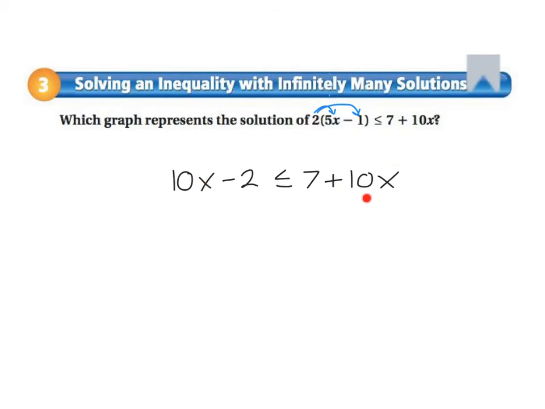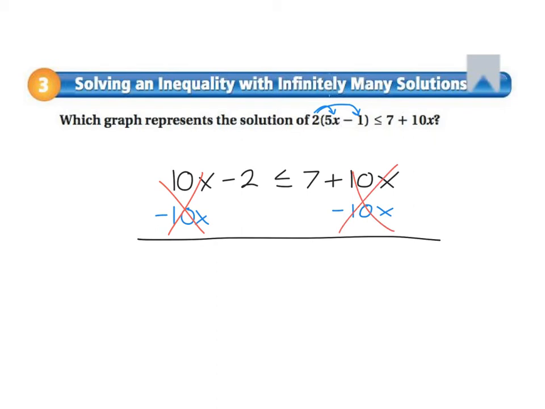So same thing, we have a variable on both sides. Let's pick one and do the opposite to move it. So the opposite of positive 10x is negative 10x. But on both sides, I have 10x minus 10x, which is 0. So I'm not going to write any x's. And what I have left is this statement, which reads -2 is less than or equal to 7.